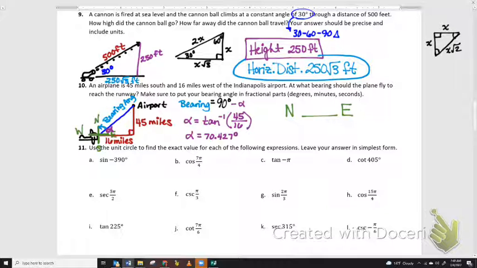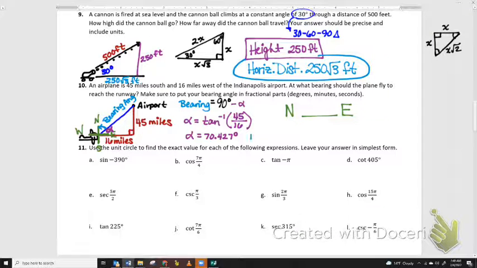How do you get the tangent on that one? Inverse tangent is how you find an angle. So we do tangent of alpha equals 45/16. To undo the tangent function, you need inverse tangent. So whenever you're looking for an angle, you have to use the inverse function.